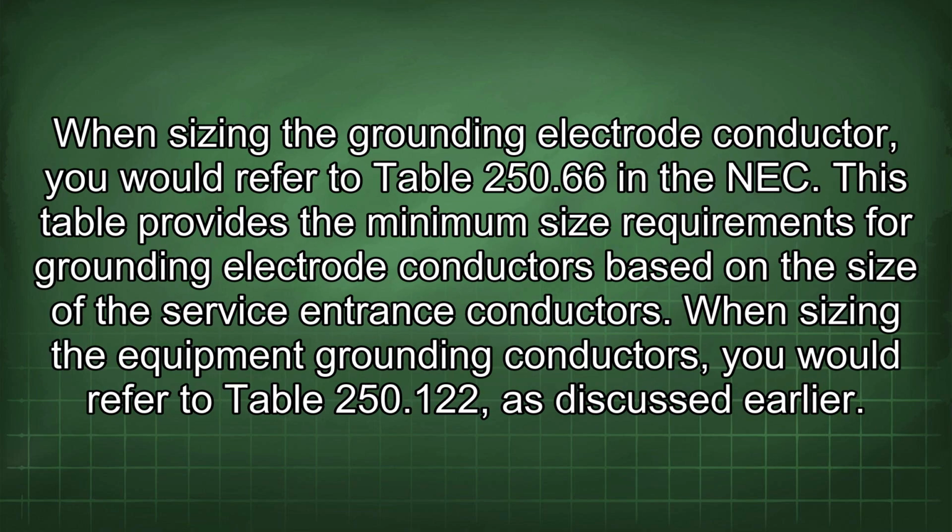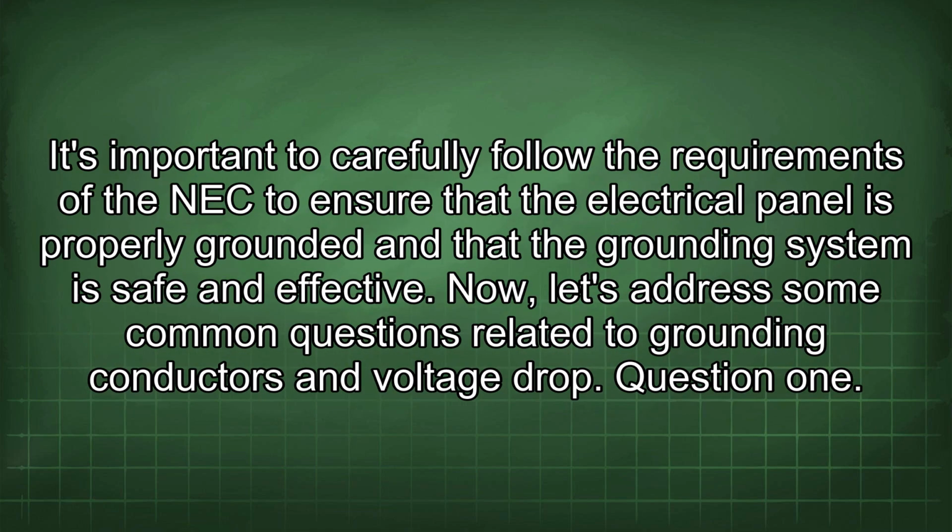When sizing the grounding electrode conductor, you would refer to Table 250.66 in the NEC. This table provides the minimum size requirements for grounding electrode conductors based on the size of the service entrance conductors. When sizing the equipment grounding conductors, you would refer to Table 250.122 as discussed earlier. It's important to carefully follow the requirements of the NEC to ensure that the electrical panel is properly grounded and that the grounding system is safe and effective.